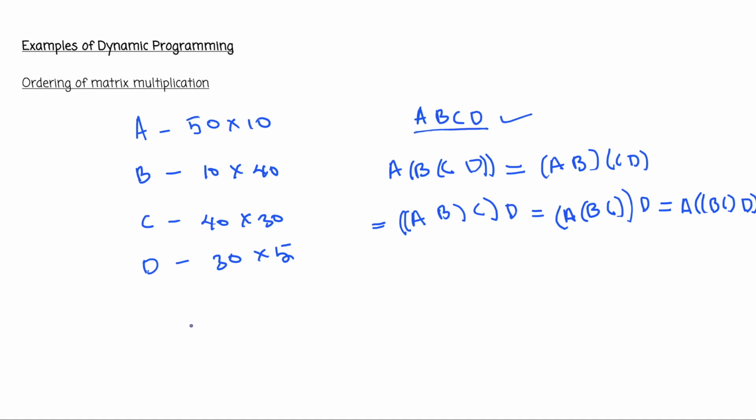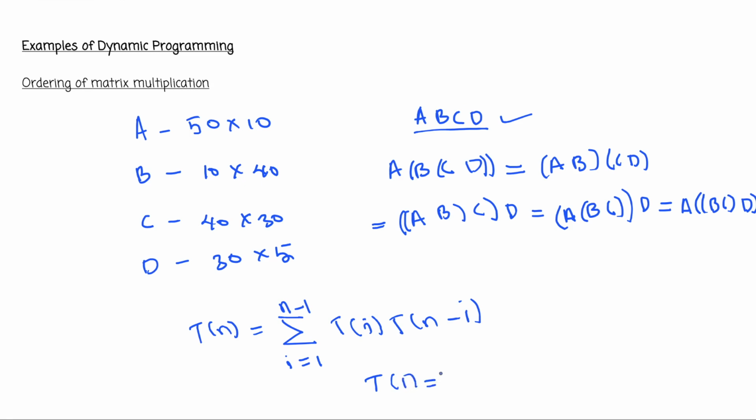If we wish to know the number of ways in which a given number of matrices can be parenthesized for multiplication, then it is given by the equation T of n is equal to sigma i from 1 to n minus 1 of T of i times T of n minus i. So this is a recursive relation. As the base case we have T of 1, the number of possible ways to handle a single matrix, which is 1, and the number of possibilities by which we can parenthesize two different matrices is also 1, because if you have two matrices A and B, there is only one way to multiply these matrices, that is, multiply A with B.